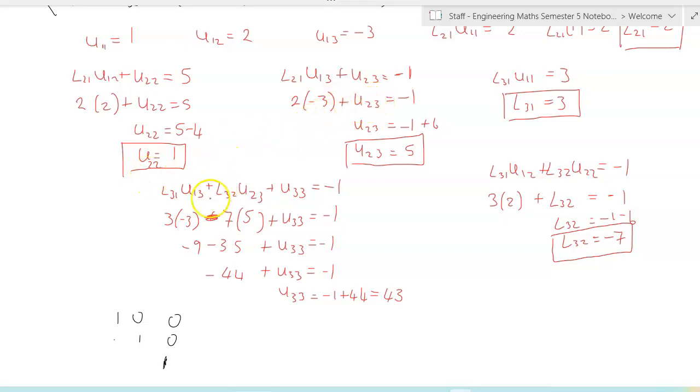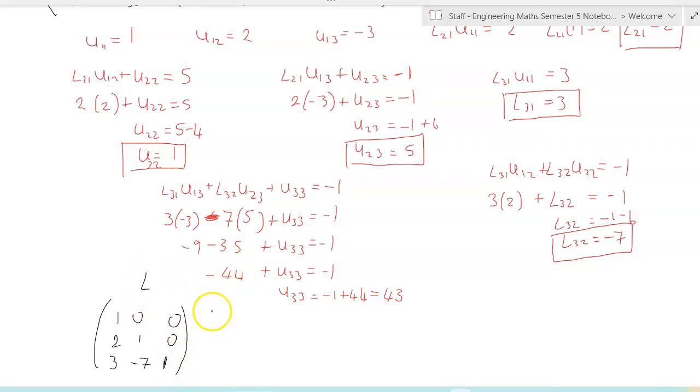L21 is 2. Then L31 is 3. That's it there. L31 is 3. And then we're looking for L32. L32 is -7. So this is the L, or the lower triangular matrix.